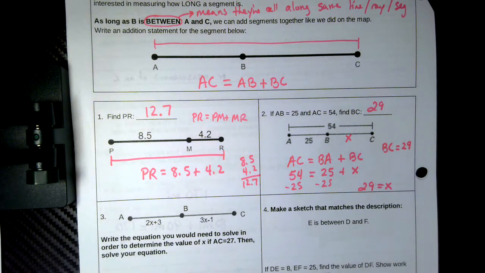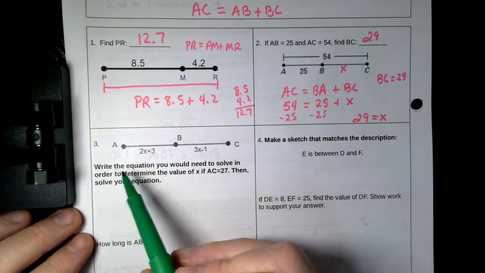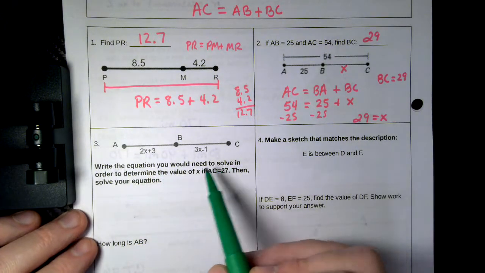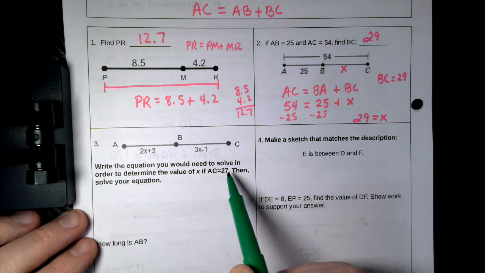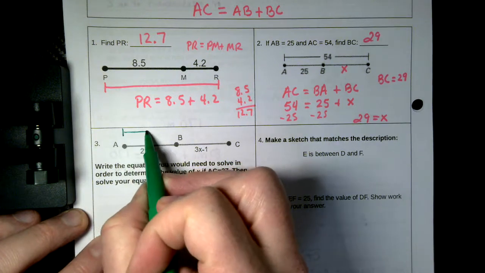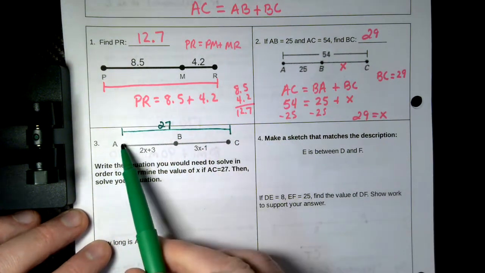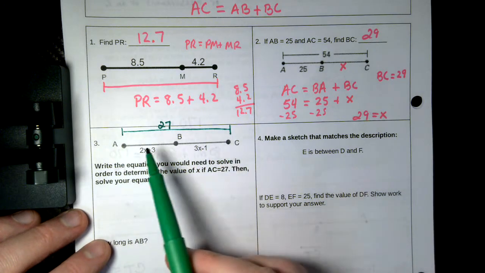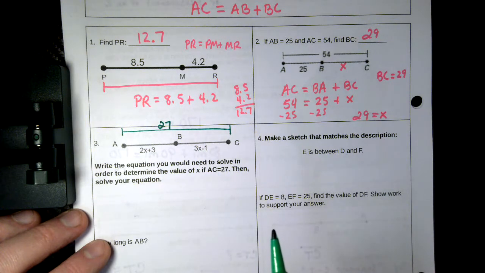All right, so far so good. So they're going to build it up to the next one. The next one now, we're moving into algebra, actual algebra type stuff, tied in with the geometry. Same idea though. Write an equation you would need to solve in order to determine the value of X if AC is 27. So 27 is not on the drawing, let's put it on there. 27 is from beginning to end. AB is 2x plus 3, and BC is 3x minus 1.